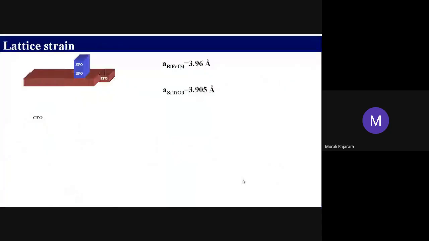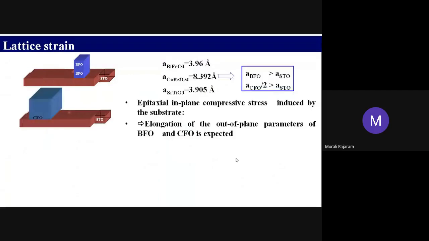So I will just come to the lattice strain part. This is the lattice parameter for bismuth ferrite, the relaxed bulk lattice parameter, which is 3.96. If you take cobalt ferrite, the bulk lattice parameter is around 8.3, and this is the substrate lattice parameter, which is 3.905.